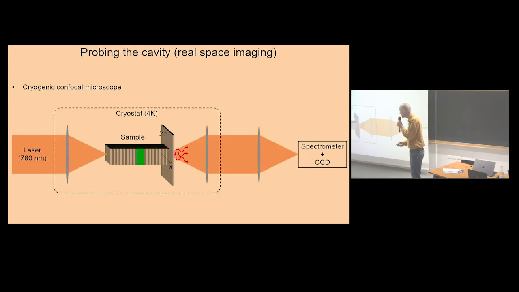So how do we probe these cavities? We do optics. Typically, we place them in a cryostat, cooled down to 4 Kelvin, and we excite it with a laser beam that is focused onto the entrance surface of the sample. Then we collect the light that is transmitted through the cavity, and we image it on a system, a spectrometer and camera, for instance.